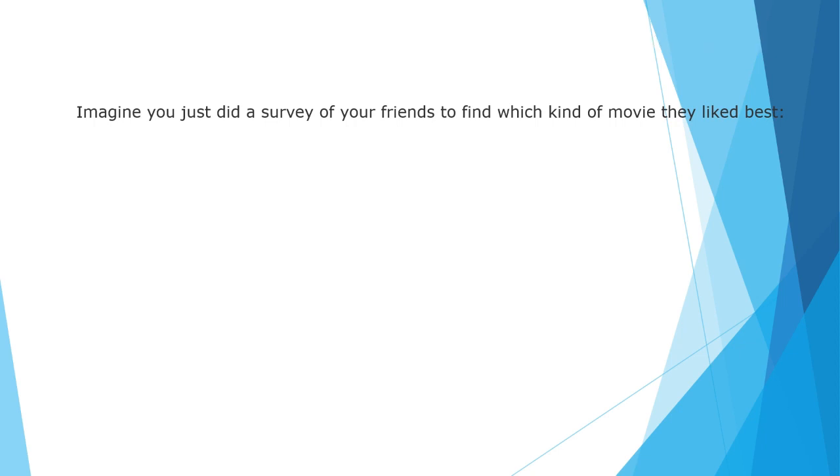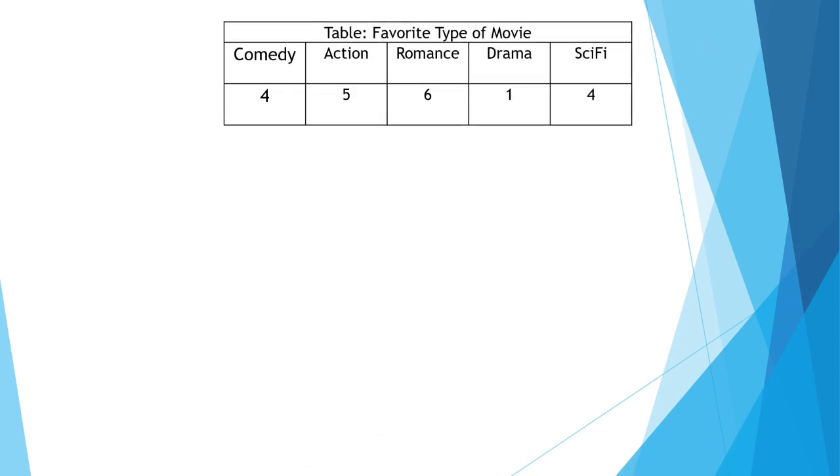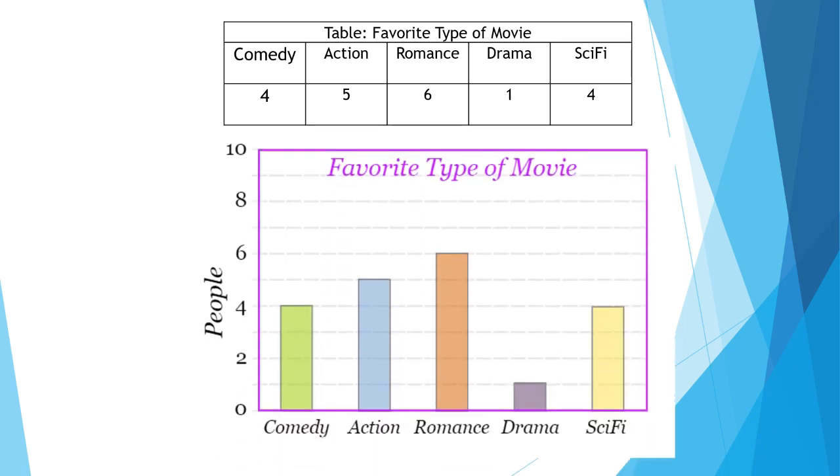Now we can present it in a table. So we have comedy. It means there are 4 friends who like comedy. There are 5 among your friends who like action. There are 6 who like romance. There is 1 who likes drama. And sci-fi, there are 4 friends who like sci-fi. Now, if we are going to present this result by using the bar graph, then this will be the result.